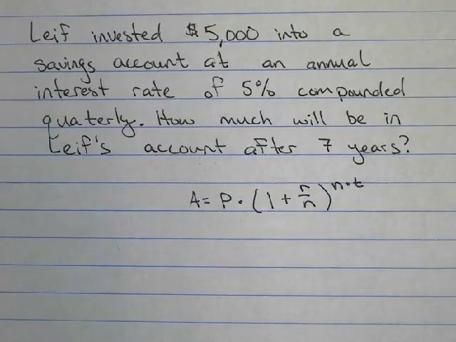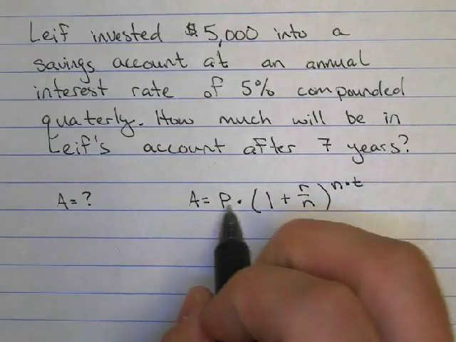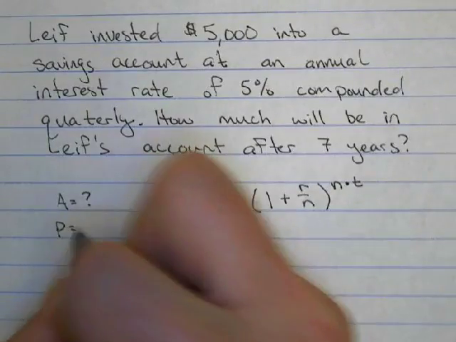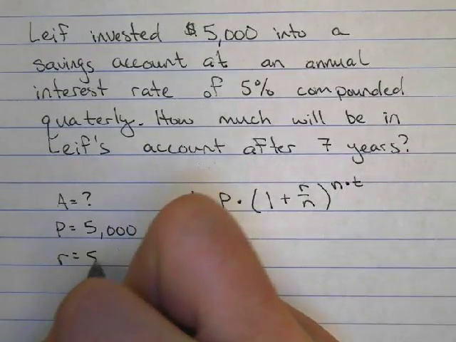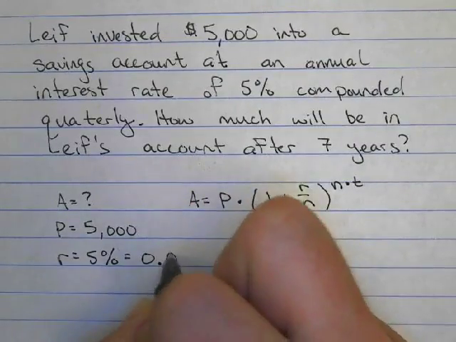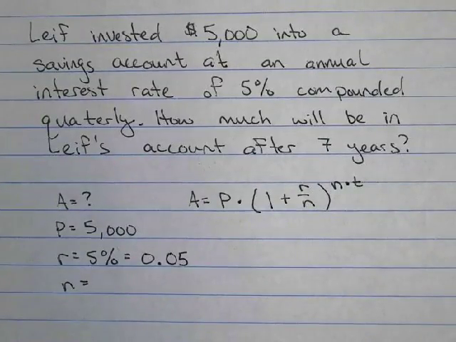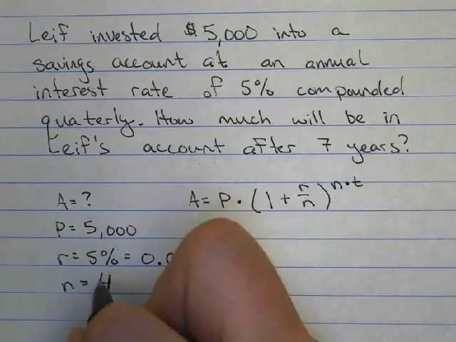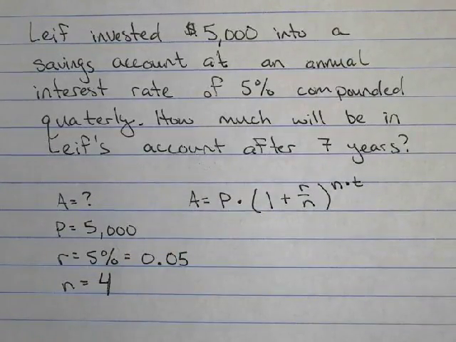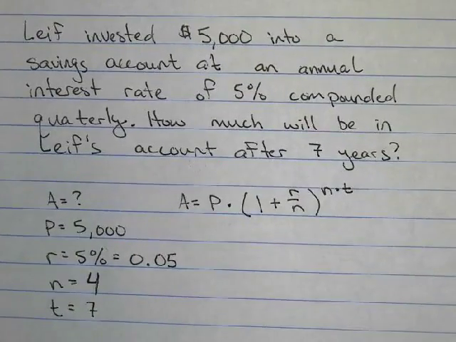So let's see if we can assign all our variables a value. Well, A we know is going to be our question mark. That's what we're looking for. Our P is our $5,000, our starting amount. Our r will be 5%, but we want to write that as a decimal, so it's 0.05. The n comes from how many times it's compounded in a year. So if it's compounded quarterly, our n would equal 4, quarterly splitting a year into 4 parts. And then the amount of time that we are compounding this is 7, for 7 years.